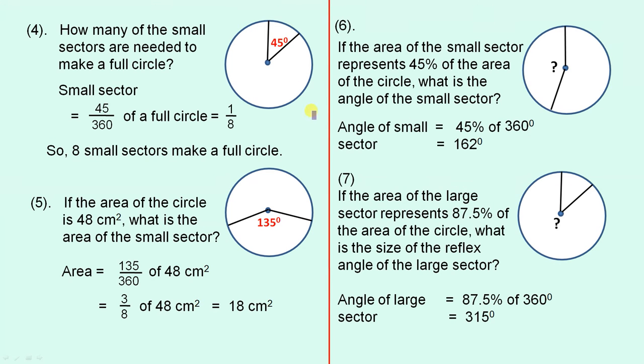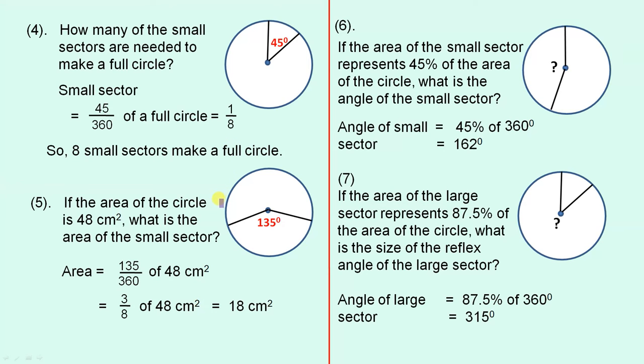Number 4, how many of the small sectors are needed to make a full circle? The small sector has an angle of 45 degrees. So with respect to the fraction, we have 45 over 360, and that is 1/8 of a full circle. So if that's 1/8 of a full circle, therefore 8 small sectors make a full circle.